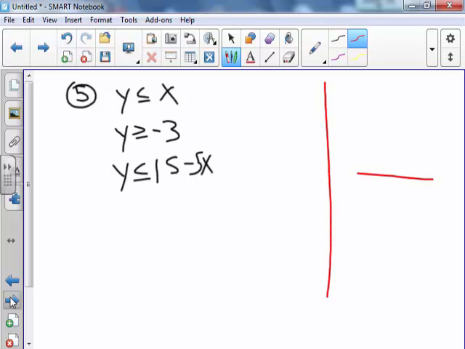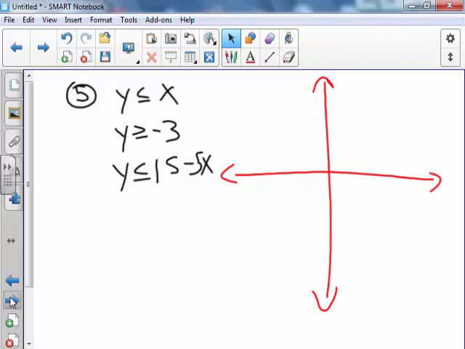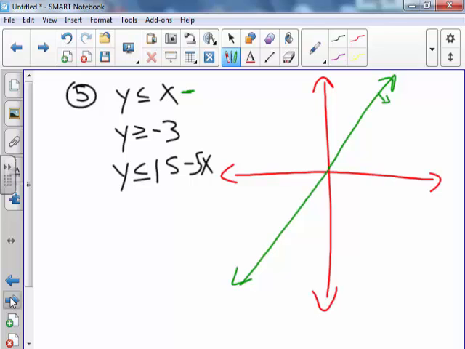So I'll do a real quick sketch of it. So we'll color code everything. So the first line will be green. So y is less than x. That goes through 0, up 1 over 1, so it would look like this. Less than means below that line. So right now we're everything below it.